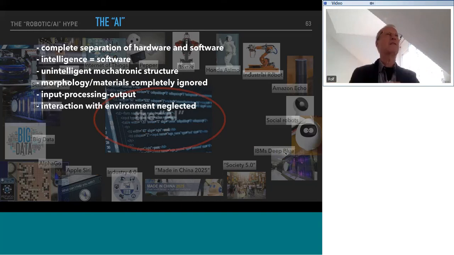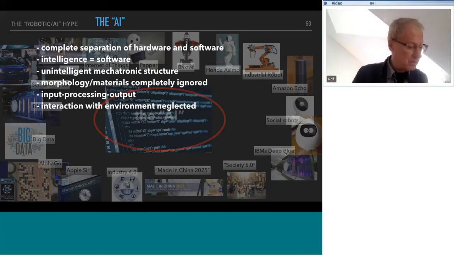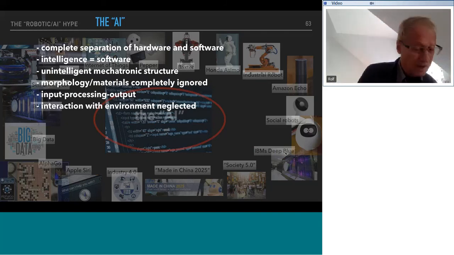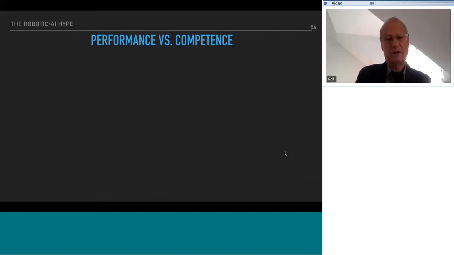They have a robot, and then they say, now we have to put the intelligence into the robot. That's completely inappropriate. Unintelligent mechatronic structure, morphology, and materials are completely ignored. We have this model of input, processing, output, and the interaction, and I'll come back to that in a second. Interaction with the environment is totally neglected.